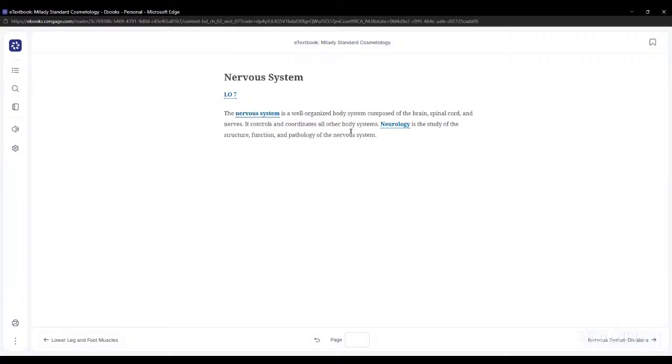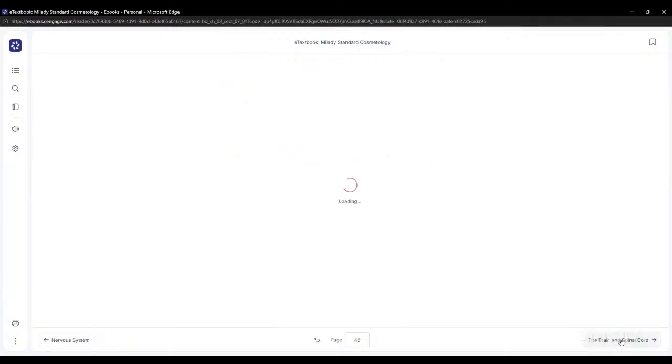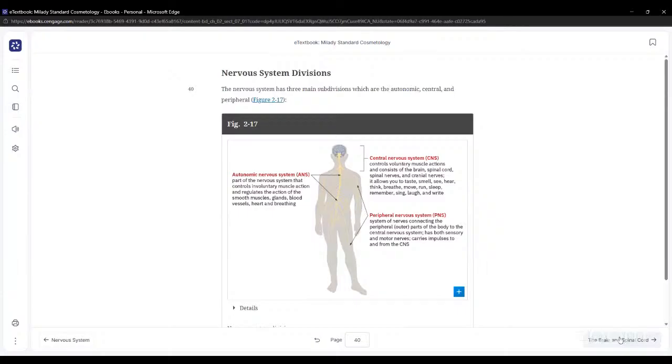The nervous system, of course, is a well-organized body system. It's the king of the kings, okay? Controls and coordinates all the other body systems. And neurology is the study of the structure, function, and pathology of the nervous system. So we have neurology, and then we have the nervous system, okay? So the nervous system is divided into 3 systems, right?